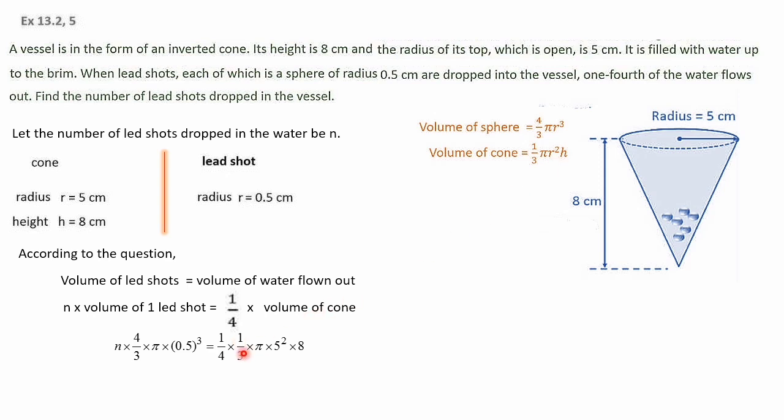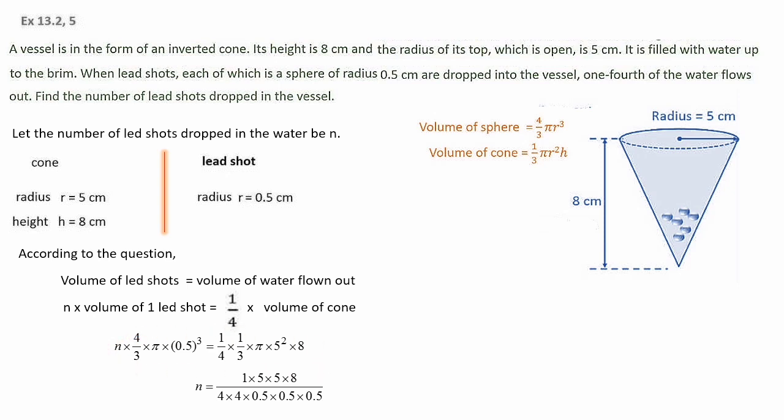The volume of cone formula is 1 by 3 pi r square h. That is 1 by 3 into pi into radius 5, so 5 square into height, which is given as 8, so 5 square into 8. Then let's calculate n. There are common terms we can cancel on the right side and left side. Here there is pi on both sides, so these two we can cancel. You can show the cancellation in your notebook. This pi and this pi can be cancelled. This 3 and this 3 in the denominator, the common denominator, can be cancelled. There is no other cancellation possible right now.